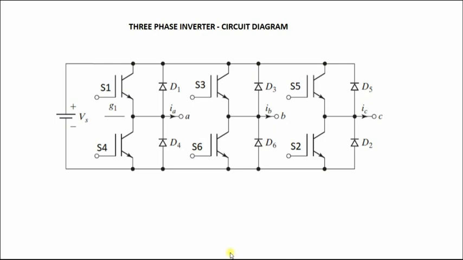And each switch shall be triggered at a regular interval of 60 degree in the numbering sequence shown. For instance, switch S1 is triggered at 0 degree, the switch S2 which is present in the bottom group is triggered at 60 degree, then switch S3 in the upper group at 120 degree, then switch S4 in the bottom group at 180 degree, then switch S5 in the upper group at 240 degree, then switch S6 in the bottom group at 300 degree, then again switch S1 in the upper group at 360 degree. This is how the triggering sequence shall be followed for both 180 degree and 120 degree conduction mode.